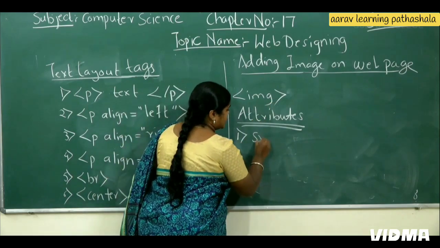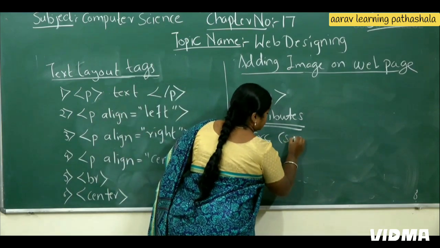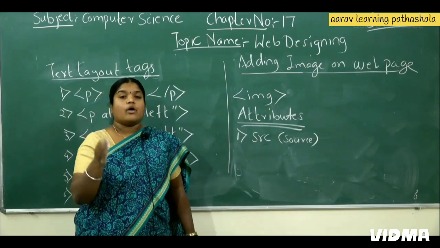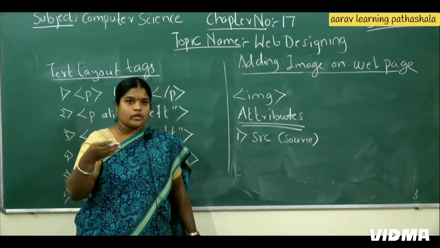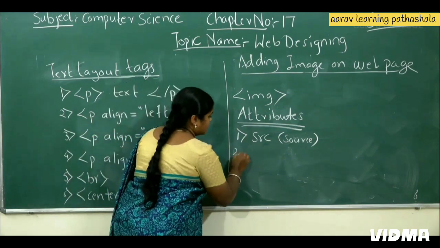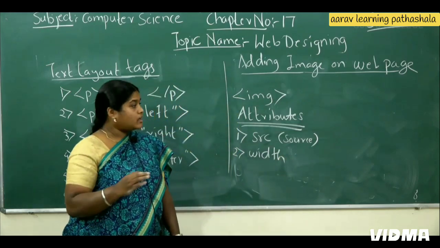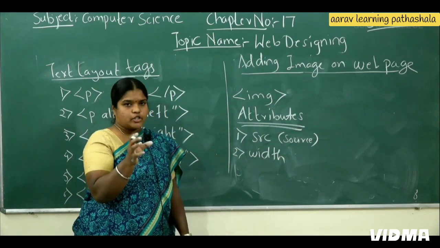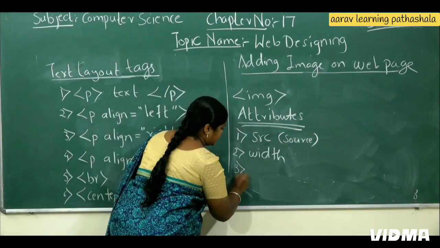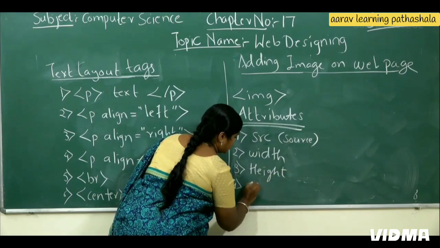The first one is SRC. SRC is nothing but source. Source is nothing but the path or the image name from which we are going to take the image that has to be loaded on the web page. Next, we are going to talk about width. Width of the image. To what extent the image should be, what should be the size of the image in pixels. Then in the same way, height. In the same way, border.